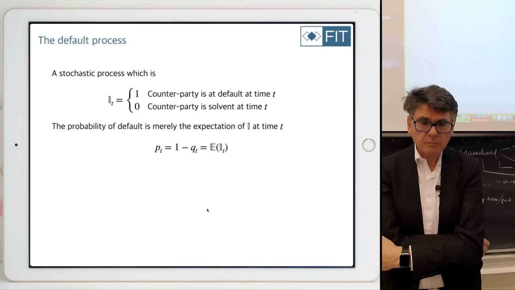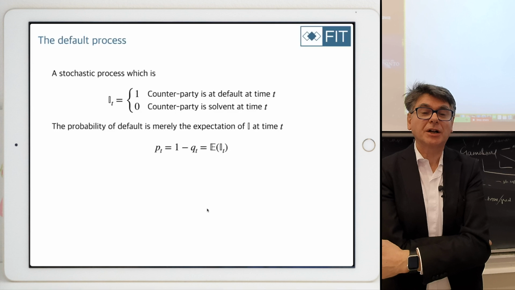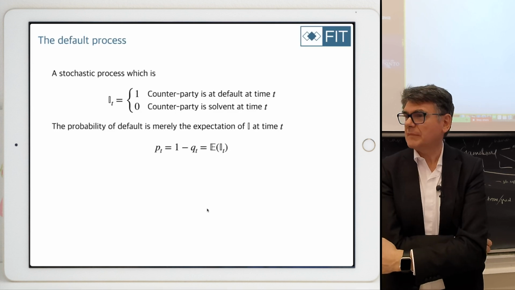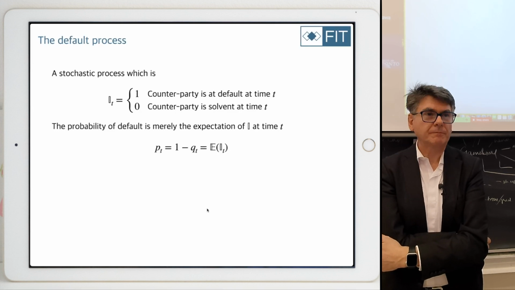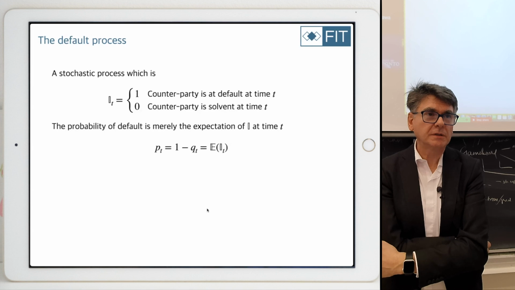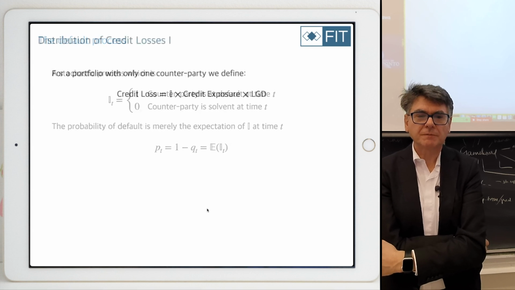Don't be scared by the expression that you have here. You've seen worse.